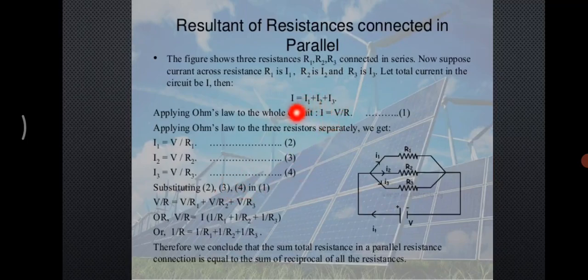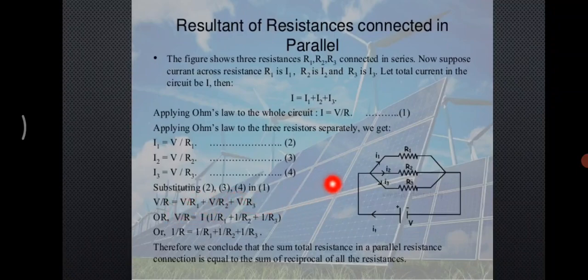Substituting the values in the equation I equals I1 plus I2 plus I3, I is given by V by R, and I1 is given by V by R1, plus V by R2 plus V by R3. If you take V as common in all these 3 terms, we are going to see that V times (1 upon R1 plus 1 upon R2 plus 1 upon R3) will be left.